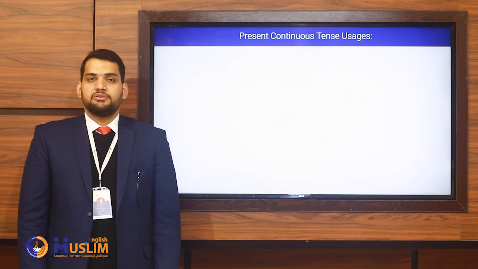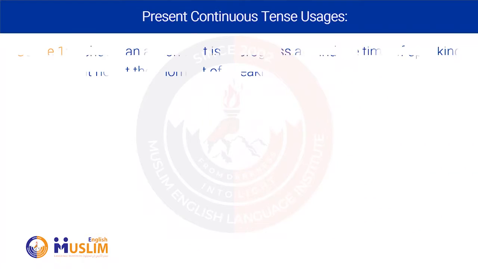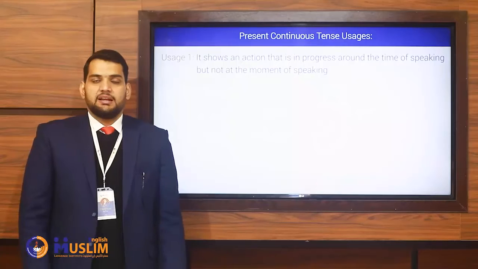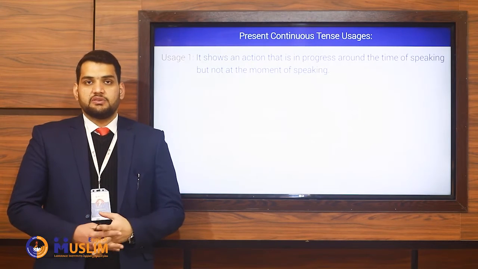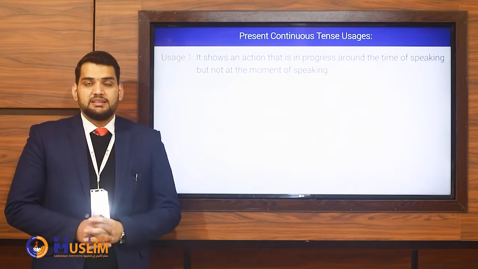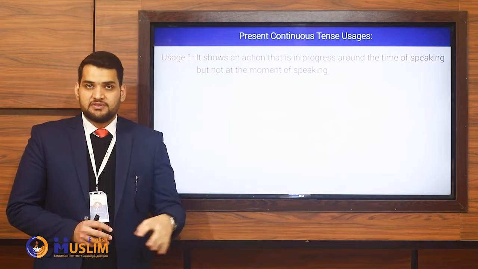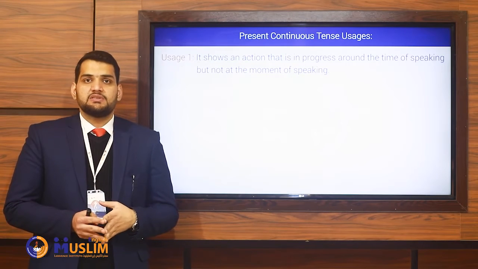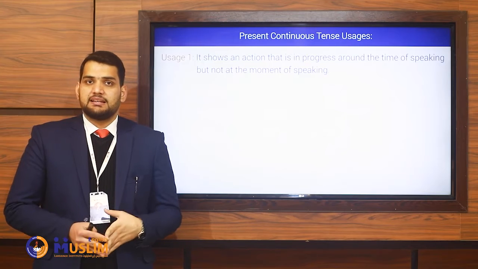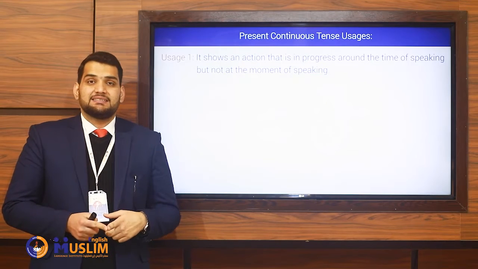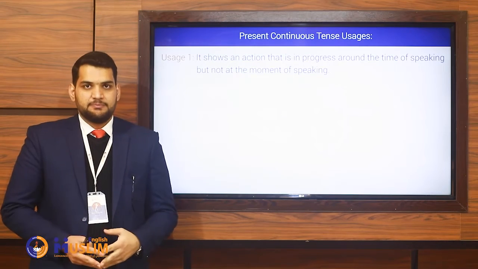Now let's talk about the usages of the present continuous tense. The first usage says that it shows an action that is in progress around the time of speaking, but not at the moment of speaking. Now if you remember, we had talked about the definition of the present continuous tense. Usually, the present continuous tense talks about an action that is happening right now or at the time of speaking. But sometimes we use it to talk about an action that is not necessarily happening right now, but it is happening around the time of speaking. In simple words, it is happening nowadays.